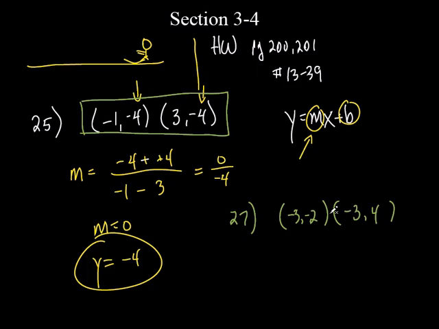Michael, what do you see? The x's are the same, right? Both x's are the same. This is -3 and this is -3. So that means it's going to be a vertical line. If you were to graph this thing, watch, -3, 2.